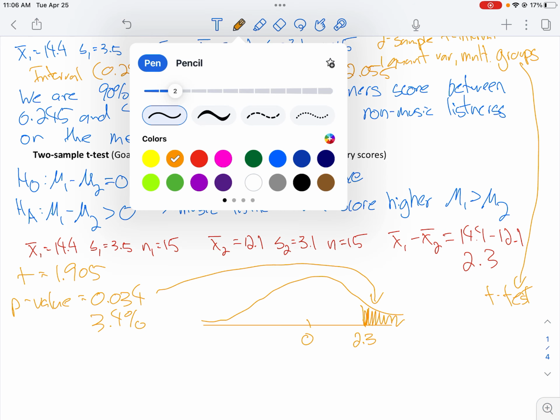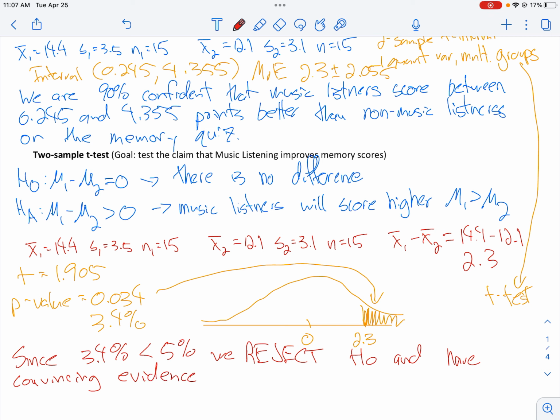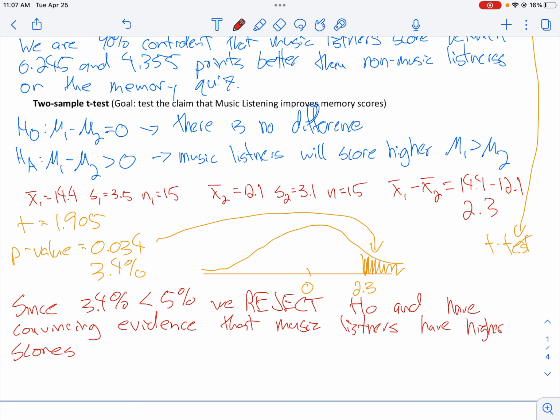Okay, and so based on that, we can do our interpretation, okay, that since 3.4% is less than our cutoff of 5%, we reject our null hypothesis and have convincing evidence that music listeners perform better or have higher scores than non-music listeners on a memory quiz.